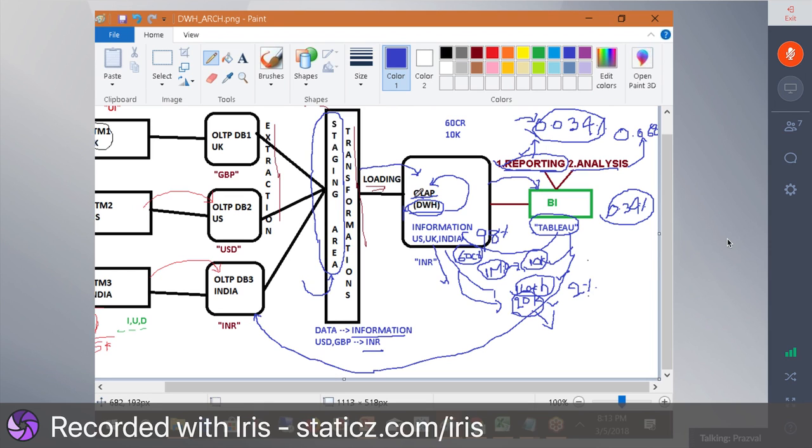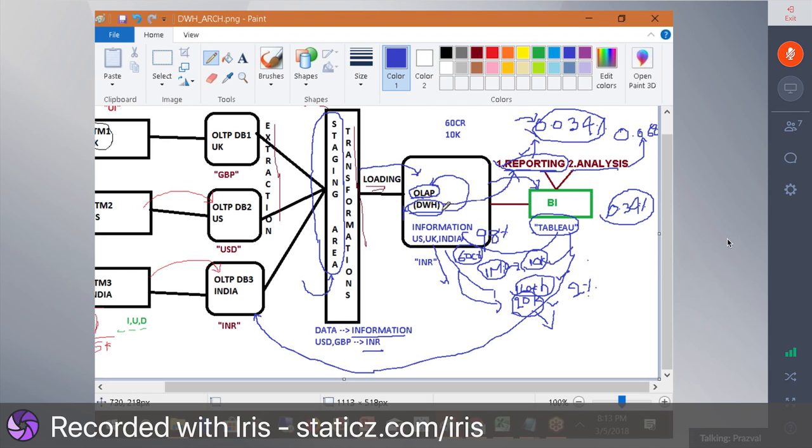So here, why is it called OLAP? It is called OLAP because the data warehouse is providing the required information to perform reporting. So BI tools are doing what? Reporting as well as analysis.